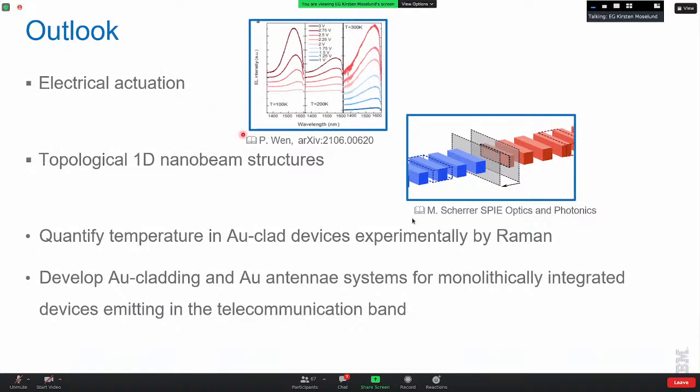Outlook, of course, we're looking at working on electrical actuation. We don't have this yet, but we do have LED emission. This was done in the same way first, where we have the hybrid photonic crystal, because those structures also have an embedded PIN junction. So it's not lasing yet, but LED emission is coming out. We're also exploring topological features in these 1D nanobeam structures. And as I mentioned earlier, we are trying right now to quantify the temperature increase experimentally using Raman. And this is also work which will hopefully come out shortly.